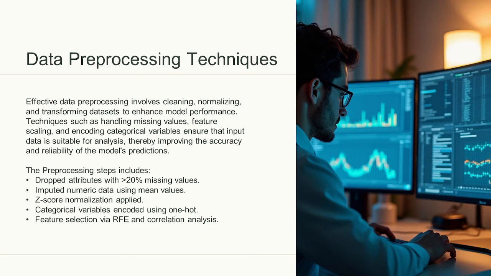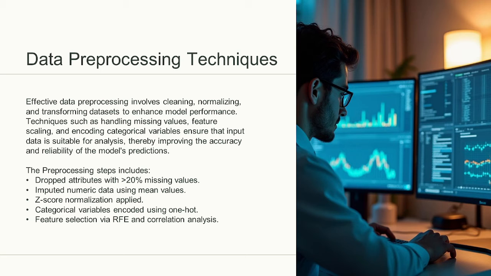Data preprocessing techniques. Before we deal with our data to test our models' performance, we should do some preprocessing of the data using preprocessing techniques to increase the effectiveness of our models. Data preprocessing involves cleaning, normalization, and transforming data to enhance model performance. Techniques such as handling missing values, feature scaling, and encoding categorical variables ensure that the input data is suitable for analysis with our models designed for classification tasks, thereby improving the accuracy and reliability of the model's predictions.